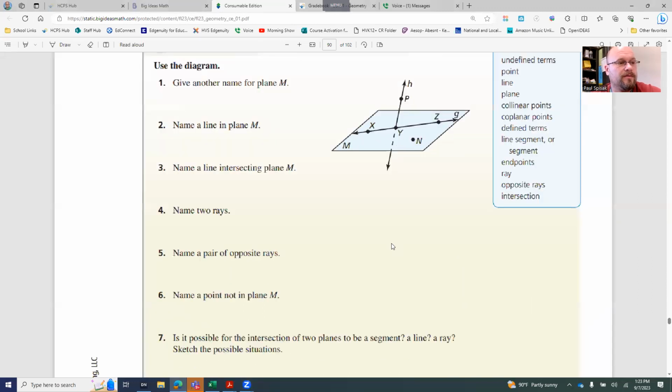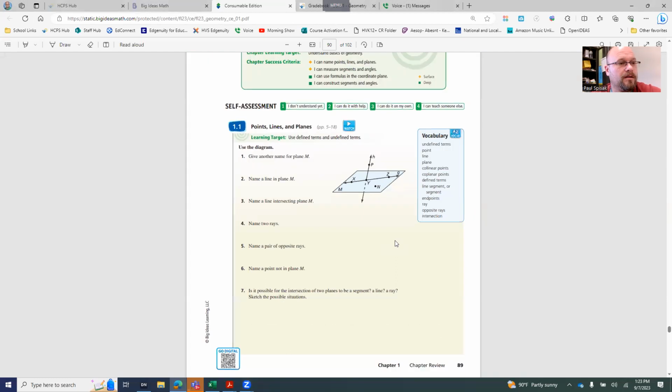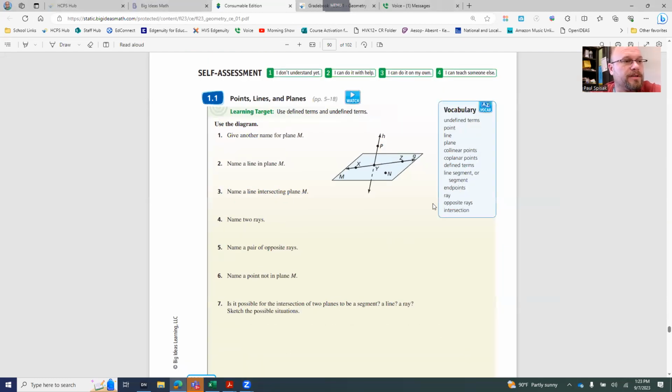All right, so too big. So for the first question, give another name for plane M. So there's lots of different ways that we can name a plane. They use the M that's in the corner. We are going to use points now instead. So you can use any 3 points to name a plane.